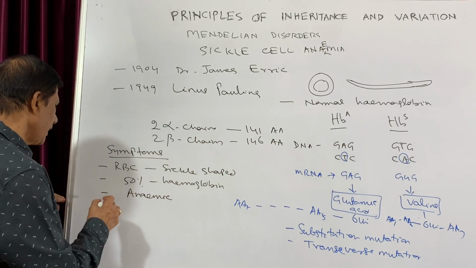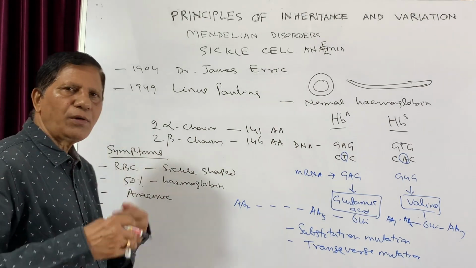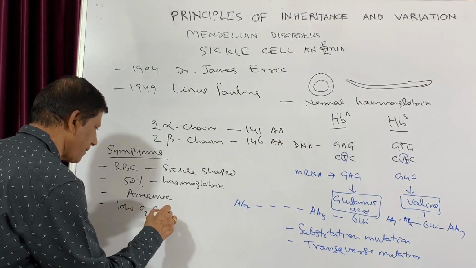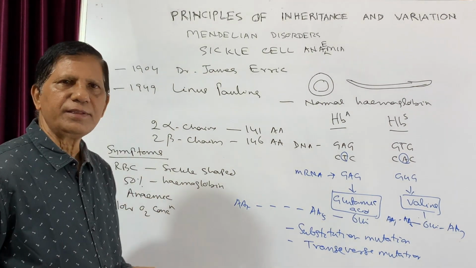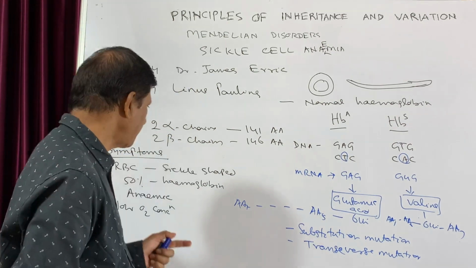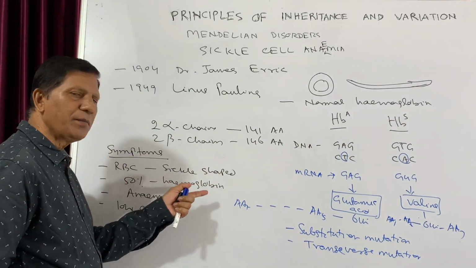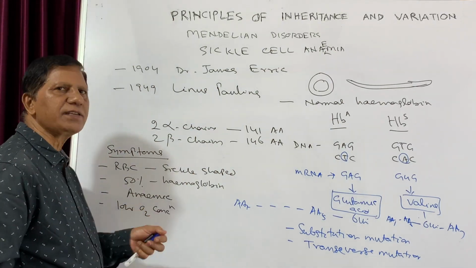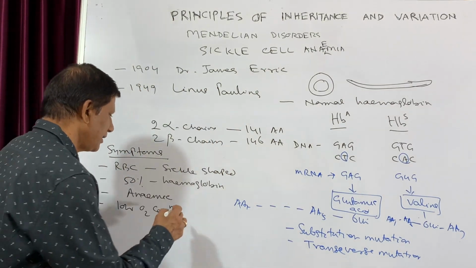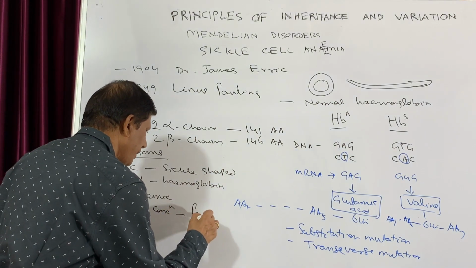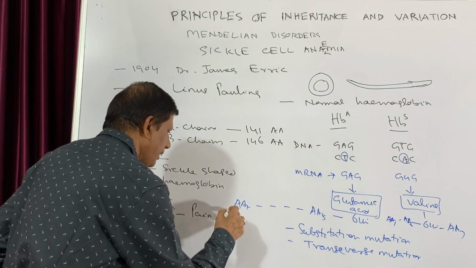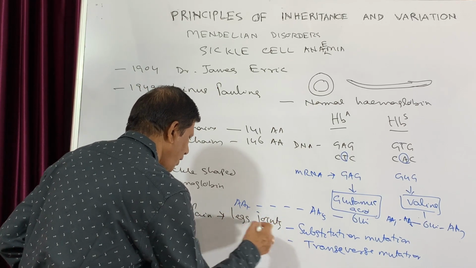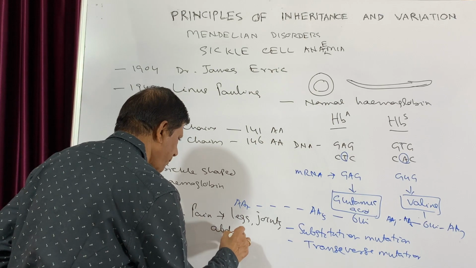Now, the next thing is, what will happen when there is a low oxygen concentration? Then there is a problem, because 50% of normal hemoglobin is there and 50% the sickle cell is there. So when there is a low concentration of oxygen, as in case of high altitudes, there will be pain. This pain may be in legs, in joints, or in abdomens.